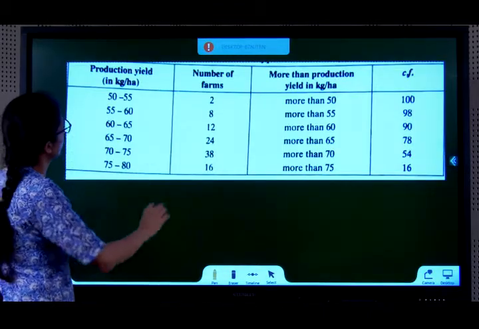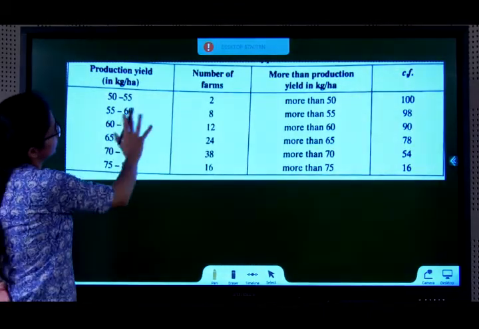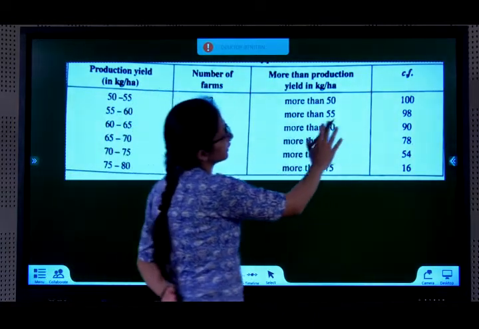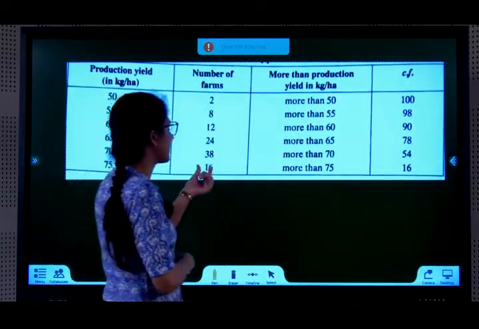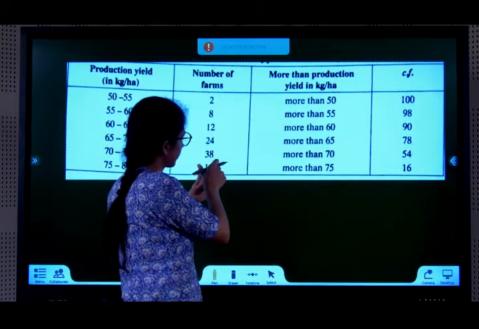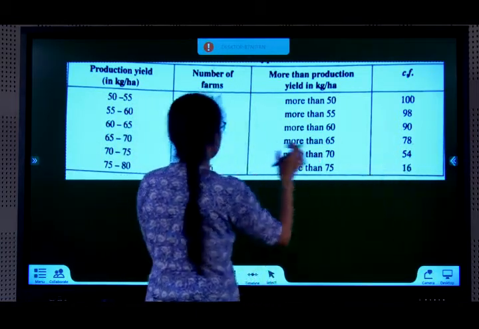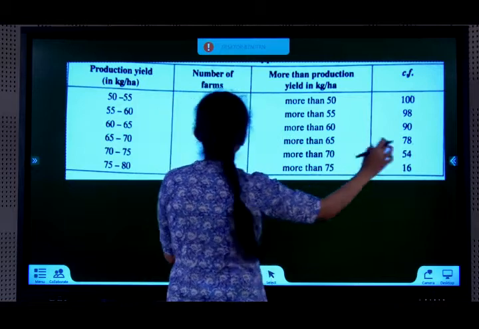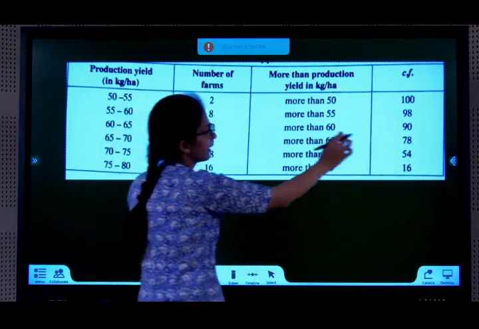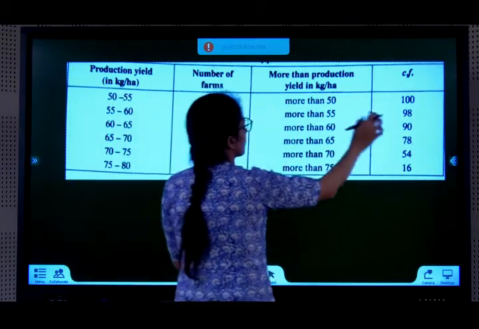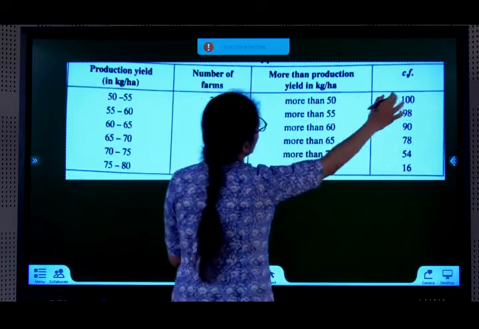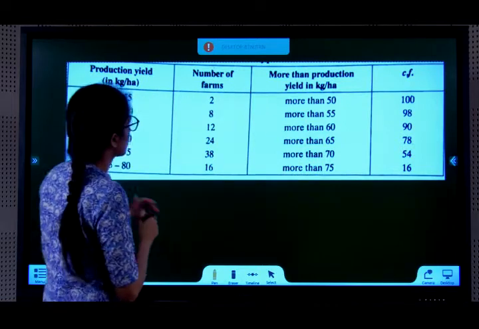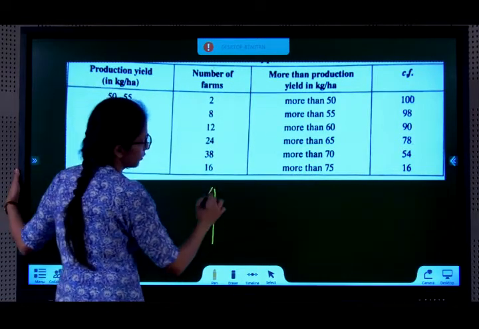So on drawing the table, we all get this, right? These two are given in the question. We converted to more than type and we drew the cumulative frequency. How did we do the cumulative frequency? We learned it in the previous section under the note. 16 plus 38, 54, 54 plus 24, 78, 78 plus 12, 90, 90 plus 8, 98, 98 plus 2, 100, correct? So now you have to next plot the more than ogive.